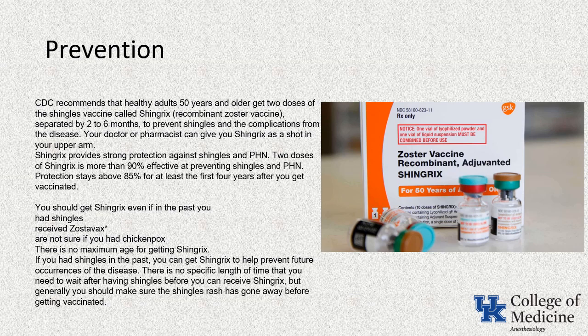You should get vaccinated even if you've had shingles, even if you have had the older Zostavax vaccine, even if you're not sure you've had chickenpox. There's no maximum age. For people that have had shingles in the past, you can get Shingrix to prevent future occurrences. There's no specific length of time you need to wait after having shingles before you can receive this vaccine, but in general, you want to wait for the rash to go away.